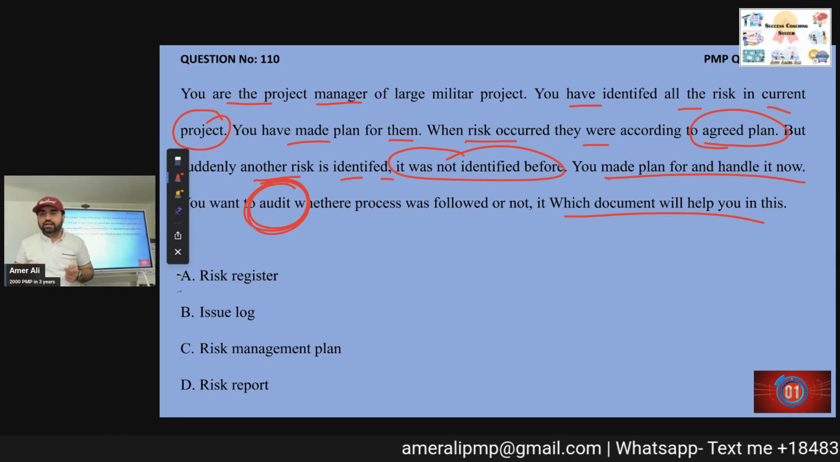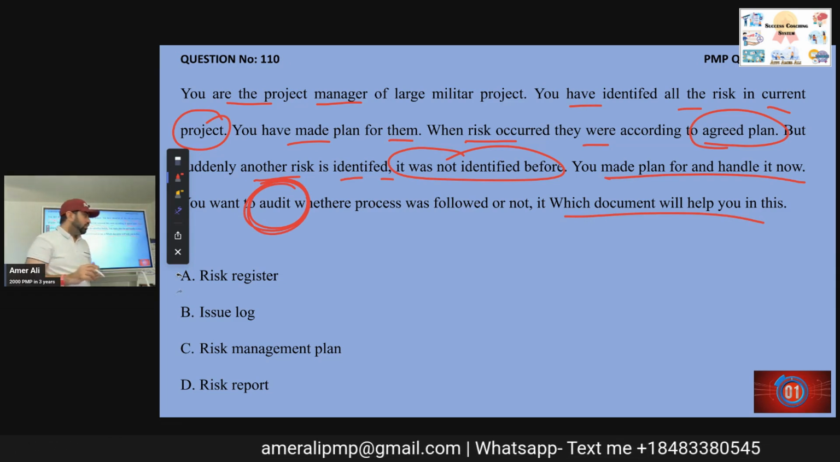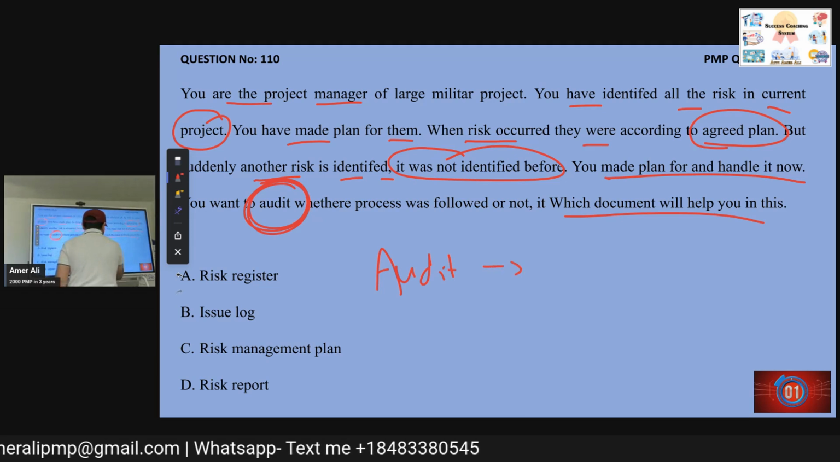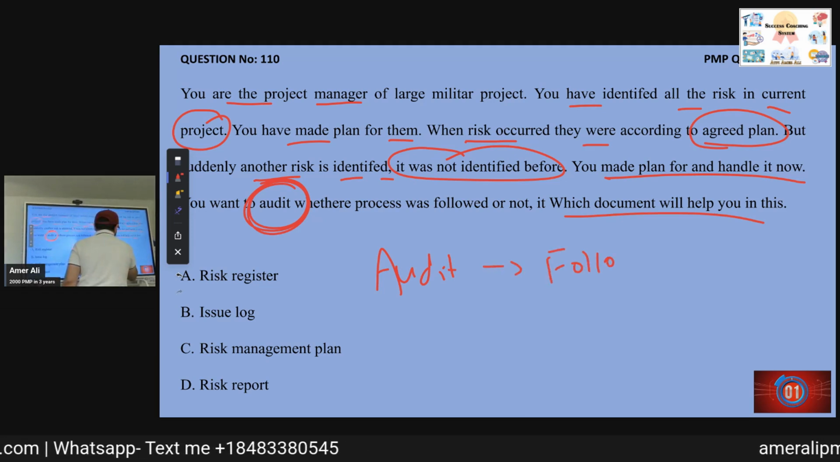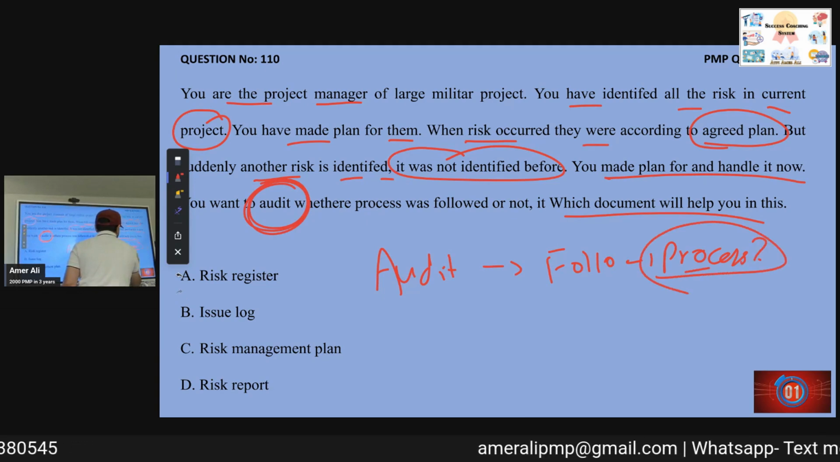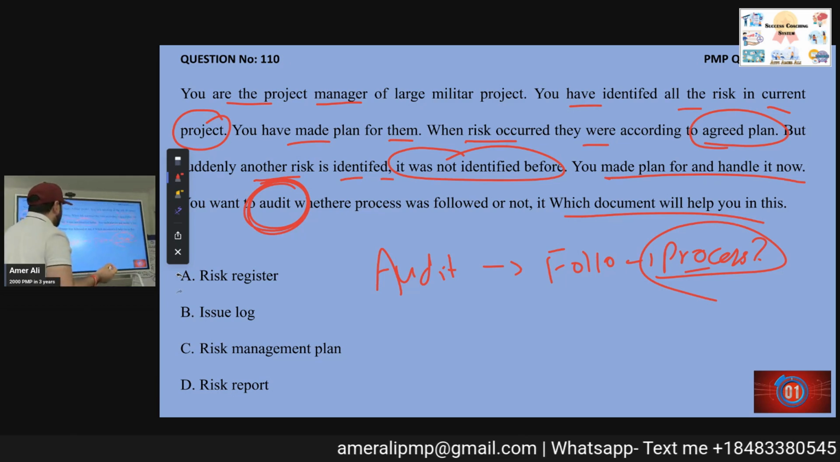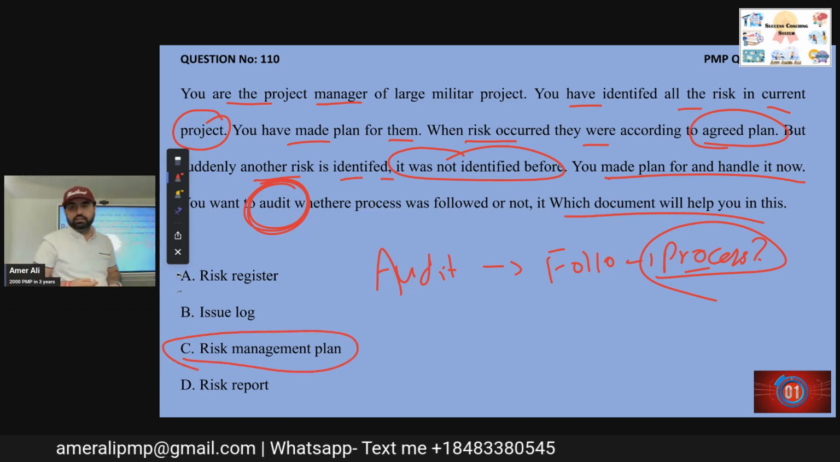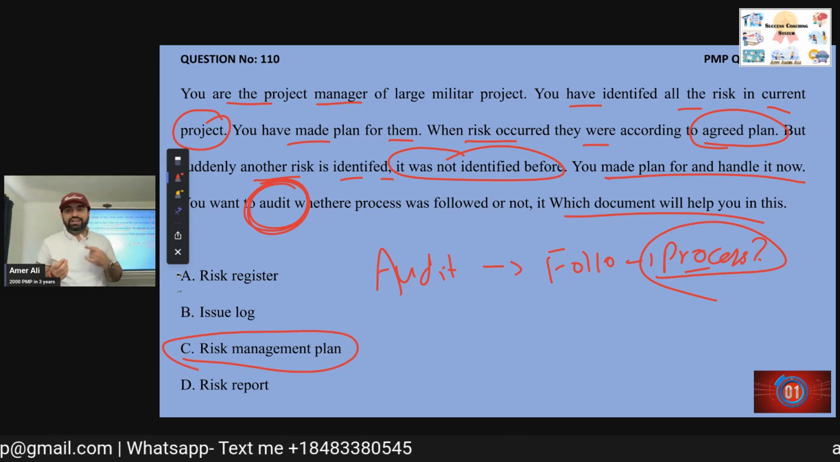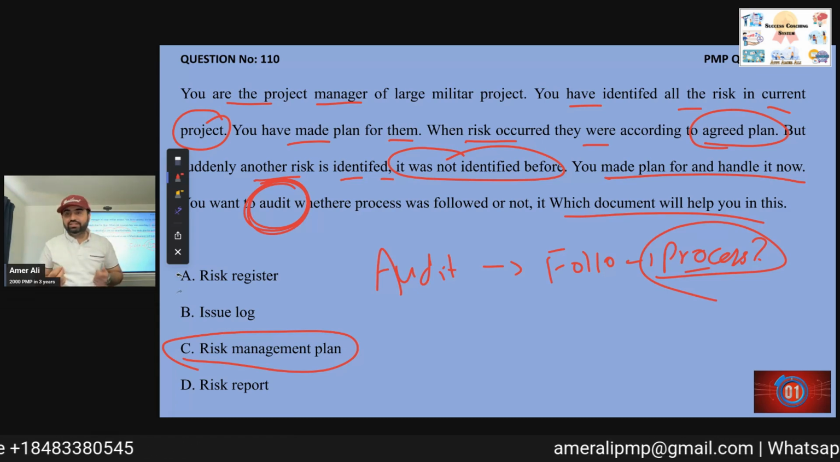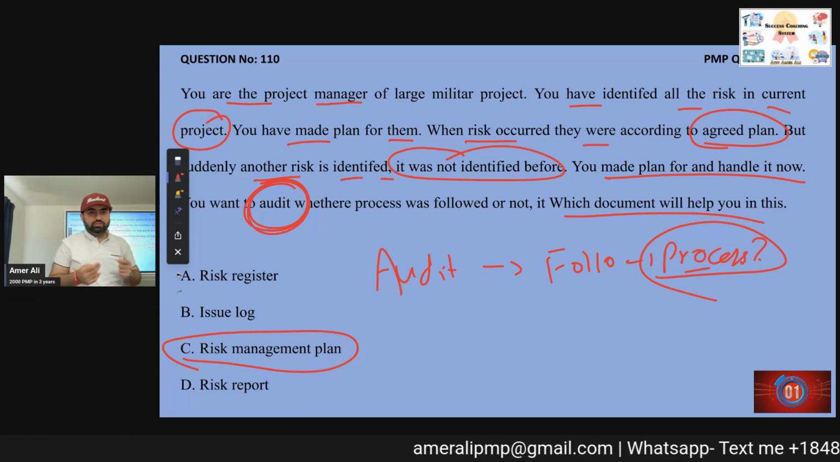Audit is following the process. Are we following process or not? And how do we know we follow the process? The process is defined by the risk management plan. C is the right answer.